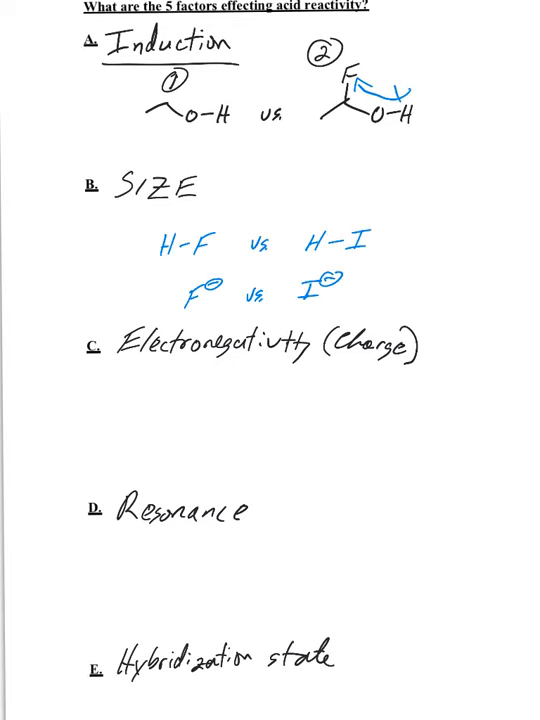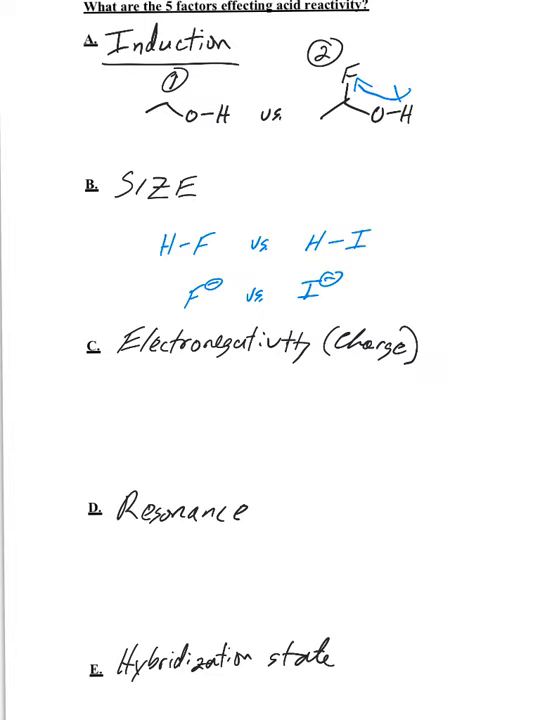Let's take a look at size. How does size play a role? HF versus HI. Which one's a more reactive acid? Notice I like to say reactive instead of weak or strong, because here's why it's confusing. A strong acid has what kind of bonds? Weak bonds. That's confusing to me, right? So I like to think about reactivity.